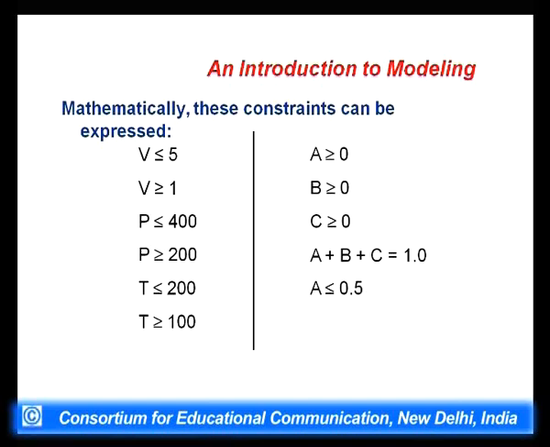So, pressure should be less than or equal to 4, or pressure should be greater than or equal to 200, and we said temperature should be between 100 degrees centigrade and 200 degrees centigrade. How to denote it? T should be less than or equal to 200 degrees and T should be greater than or equal to 100. Similarly, on the composition front, we said A should be greater than or equal to 0, B should be greater than or equal to 0, and then A plus B plus C should be 1, A should be less than 0.5. So, this is the way we can put our constraints in the form of mathematical equations.